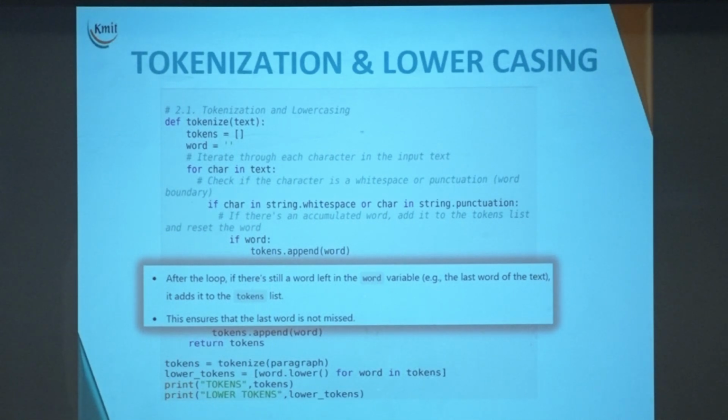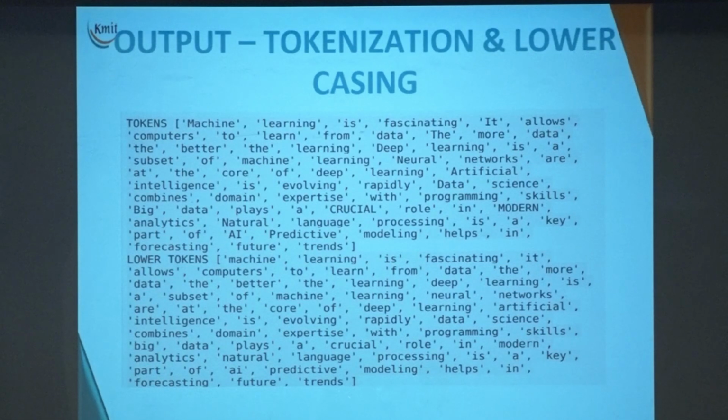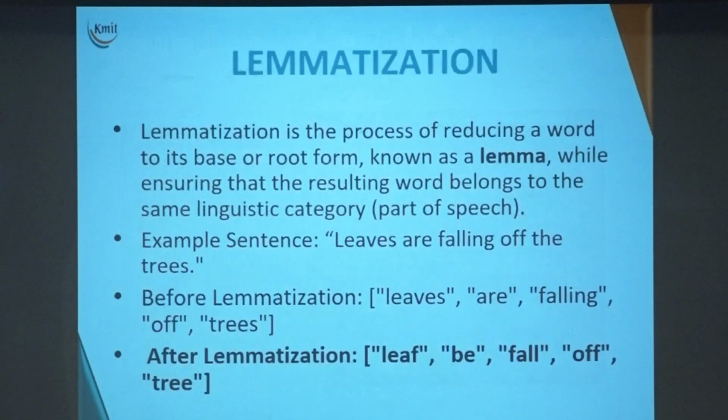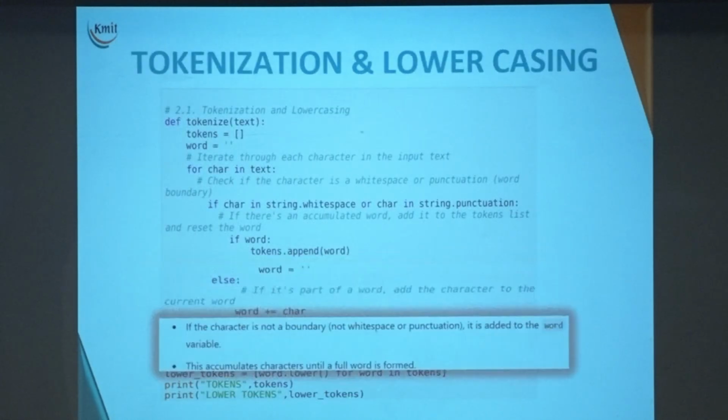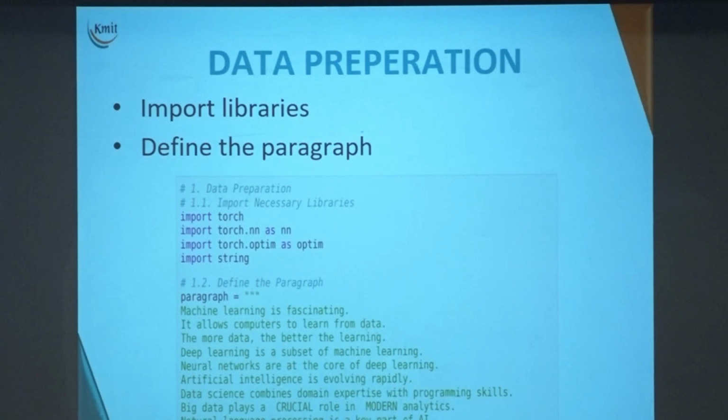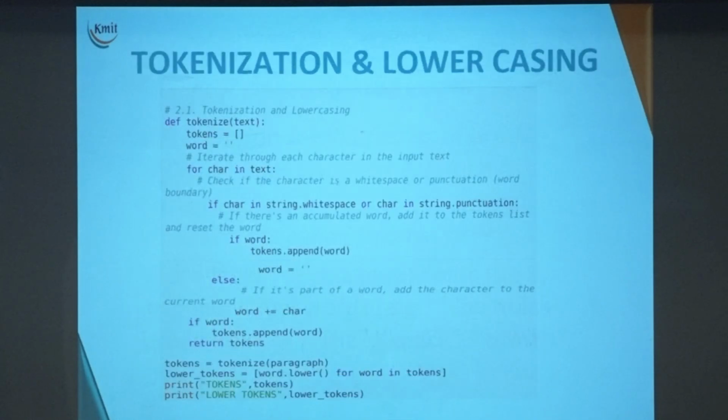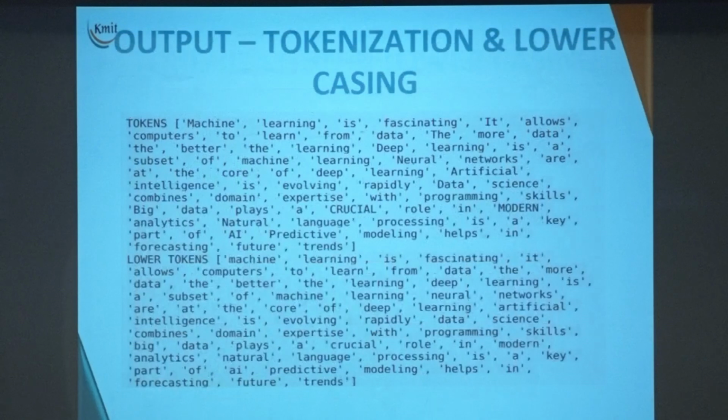Now you will print the actual tokens, and you will see the result in lower tokens. When I print that, you can see at the top, in tokens, M is capital in Machine. What was the sentence? Machine learning is fascinating, full stop. It allows computer to learn from data, if you remember the text. Now we have put it in the form of tokens.